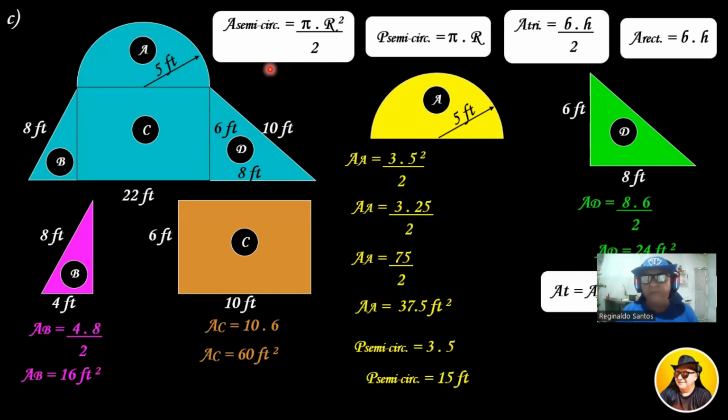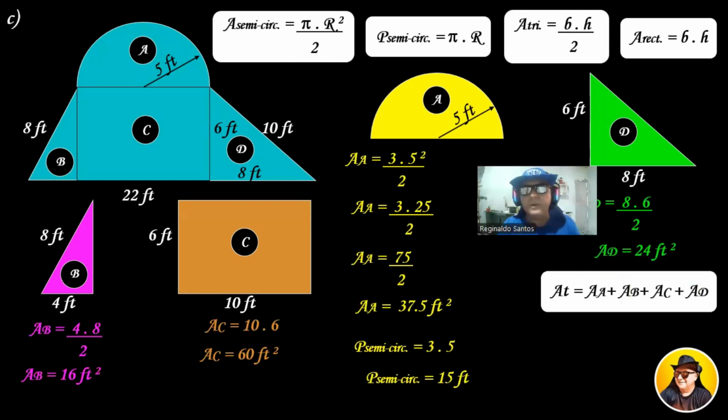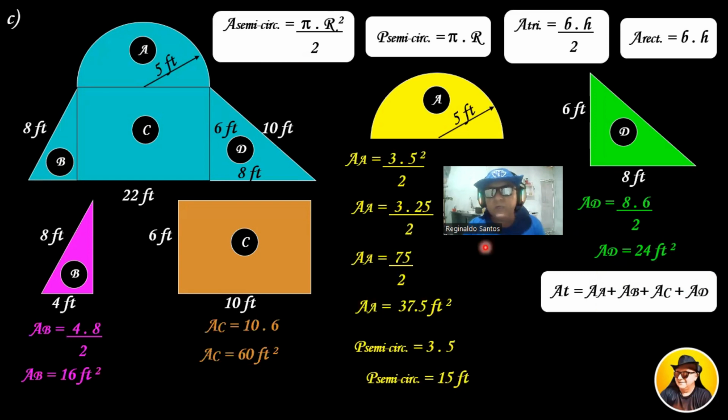Okay, now we can find the total area. So the total area is going to be area A plus area B plus area C plus area D. Plug in the values that we have into the formula. It is going to be 37.5 plus 16 plus 60 plus 24. The total area of that blue irregular shape is 137.5 feet squared. Okay, this is the total area.